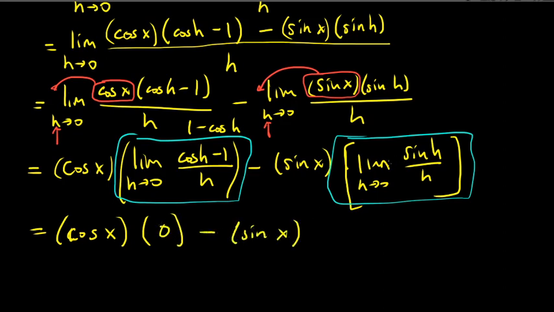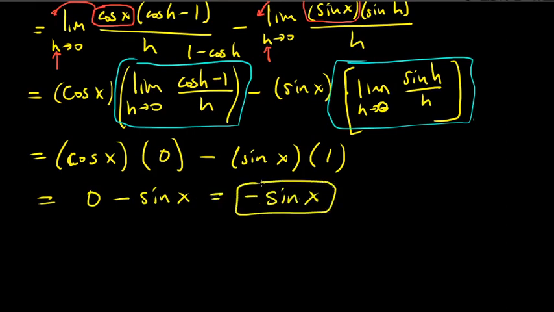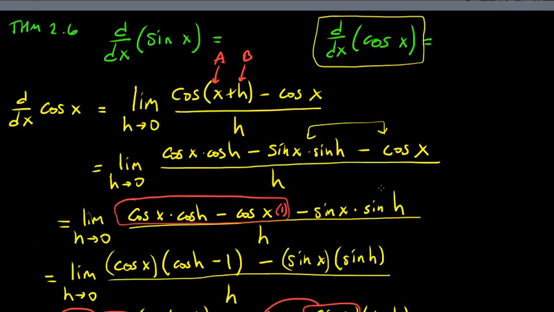So what's the limit as h goes to 0 of sine h over h? That limit is 1. It's not 0 over 0. It's just 1. So anything times 0 is 0. So 0 minus sine of x times 1. This is just negative sine of x. And that's the derivative. So going back up here, the derivative of cosine of x, oh, sorry, I put a box around it here. I didn't mean to do that. It is just negative sine of x.